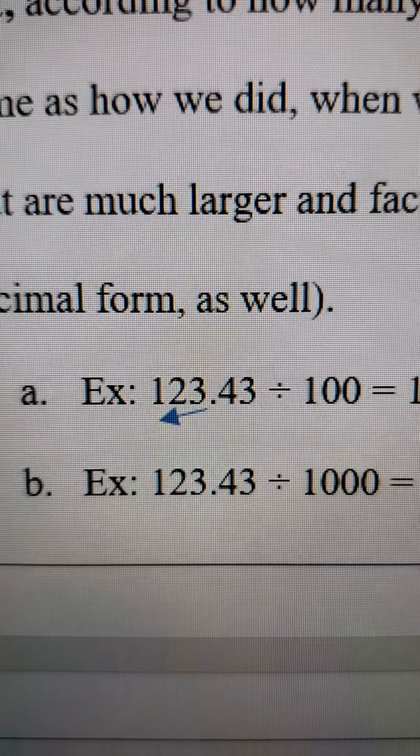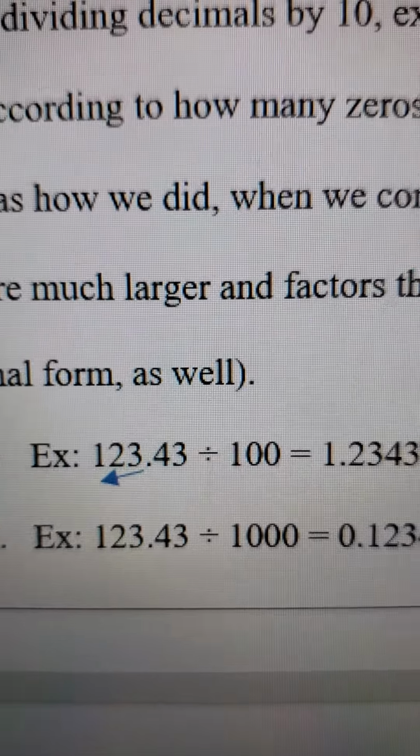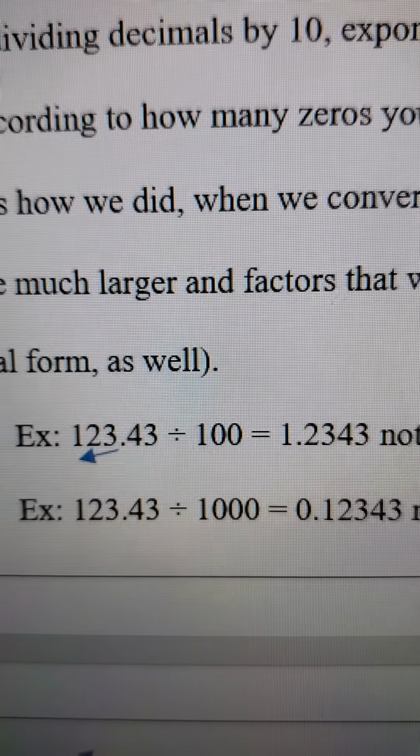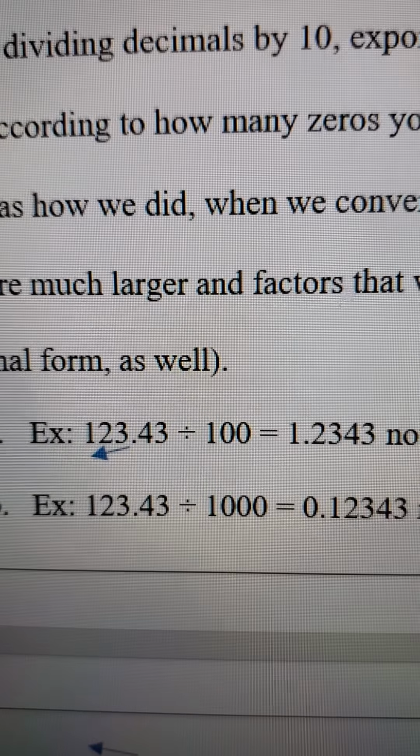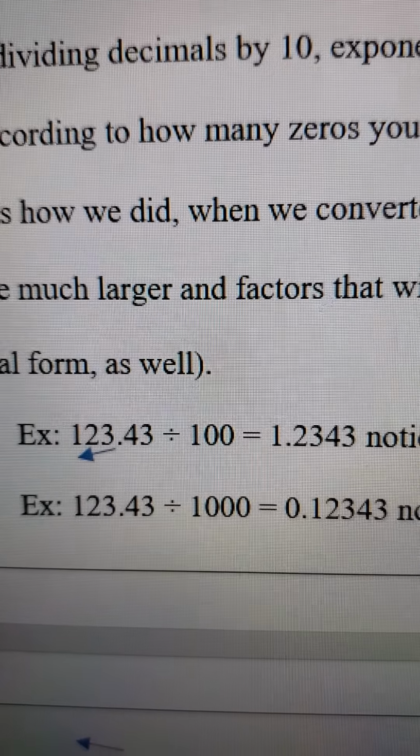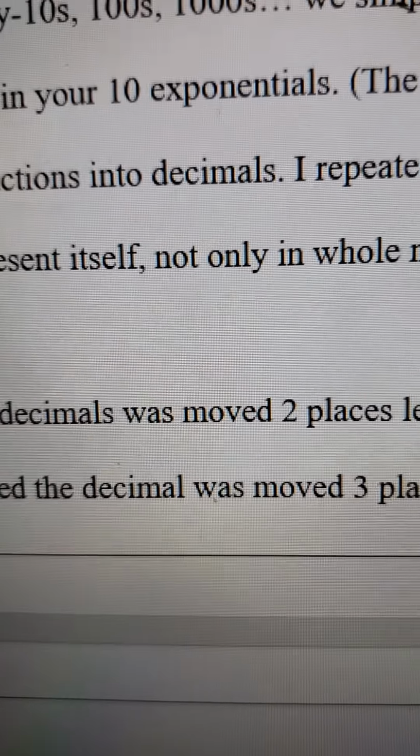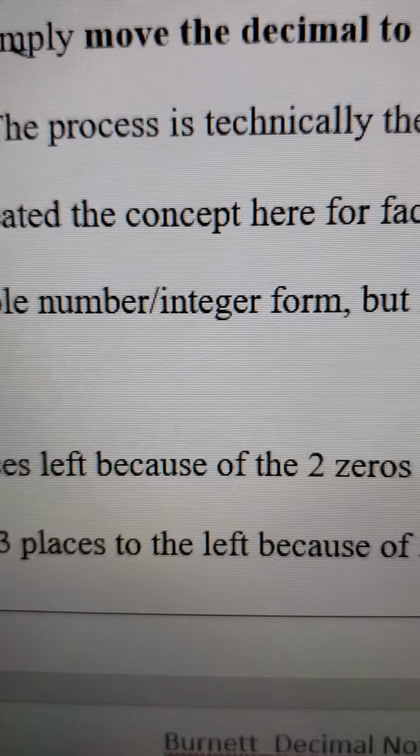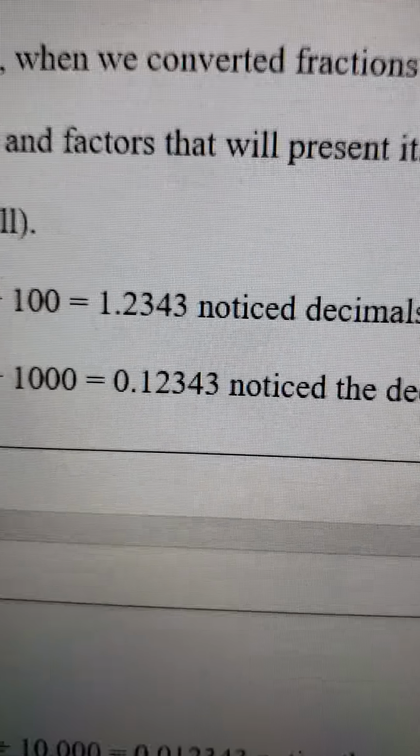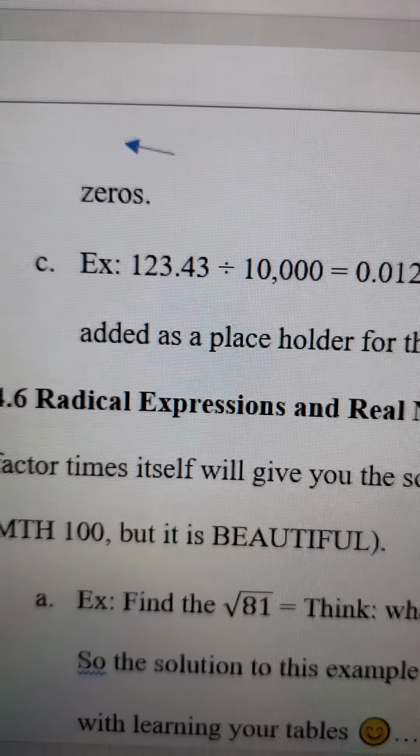Okay, so here we have the same example, but we're dividing by 1,000. That means 3 zeros, 3 places. 1, 2, 3. Boom. Here we go. Right? So notice the decimal was moved 3 places to the left because of the 3 zeros.